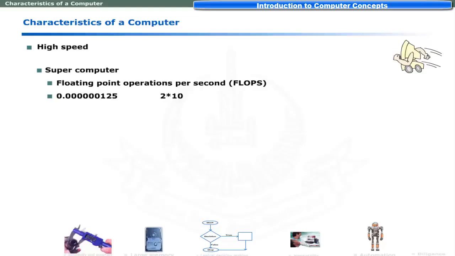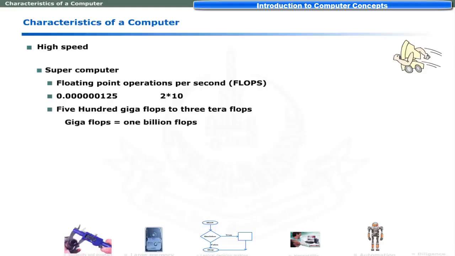Supercomputers operate at a speed of 500 gigaflops to 3 teraflops. A gigaflop is 1 billion flops and a teraflop is equal to 1 trillion flops.